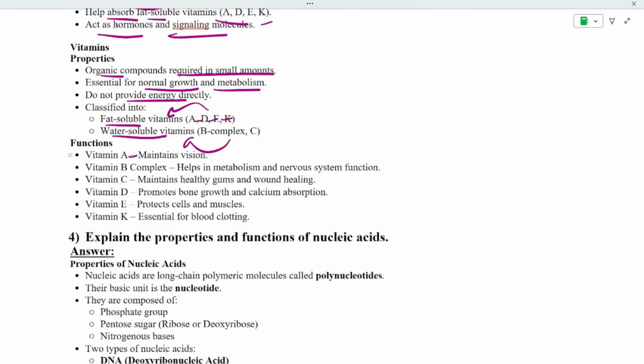Okay, vitamin A maintains vision. Vitamin B complex helps in metabolism and nervous system function. Vitamin C helps in gums and wound healing. D is for bone growth and calcium absorption. Vitamin E is for cells and muscles, and K is essential for blood clotting. That you can remember. Okay.